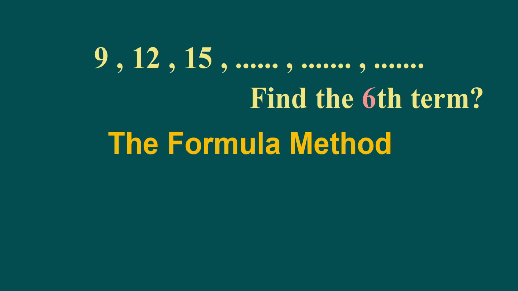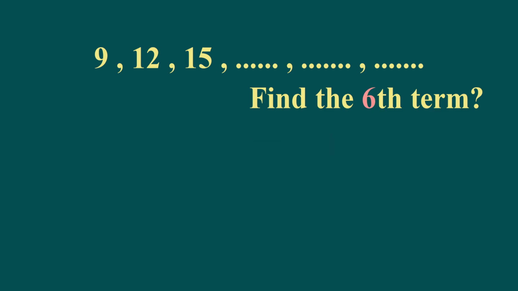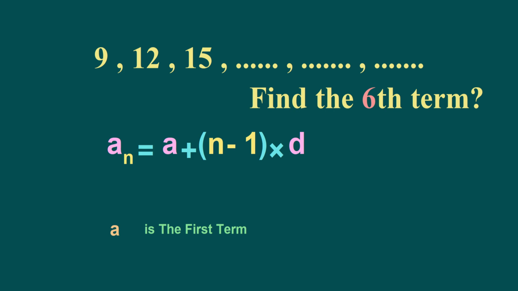Now, it's our time to solve the problem by using the formula method. In this method, we use the formula a_n equals a plus n minus 1 times d, where a is the first term and d is the common difference and n is the required term.